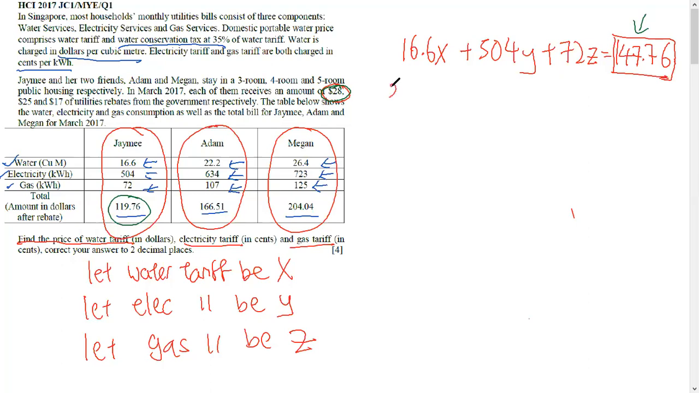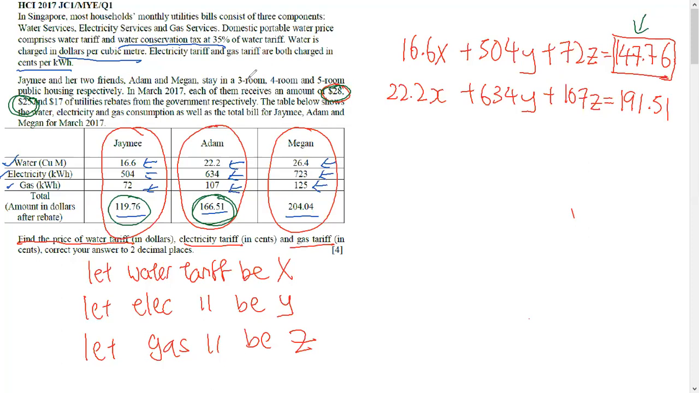So we are just going to use Adam's values: 22.2x plus 634y plus 107z equals, in this case, 191.51. Again, how do we get this 191.51? Very simple. We're just going to use 166.51 plus the rebate that was given, which is $25. That should give you the amount before rebate that Adam has to pay.